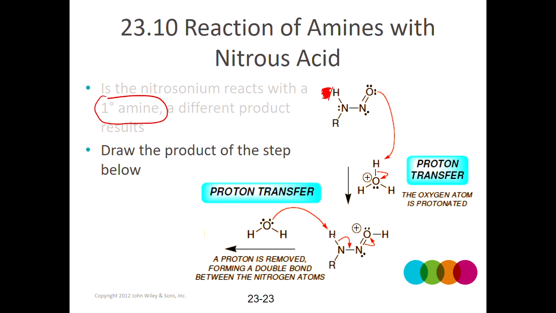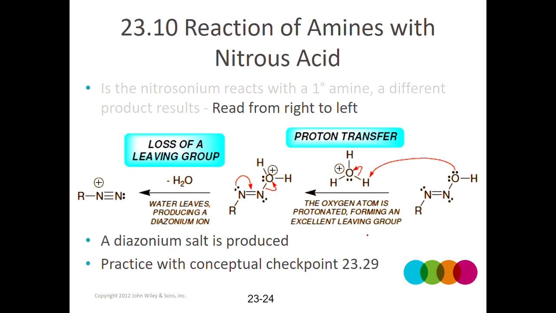And then if water picks off this proton, electrons swing in there. I could form a double bond between those nitrogens, and electrons would swing out to the oxygen. And so that would give me this. All right, so we just formed a double bond between the nitrogens. We've got an OH group now. And so if that picks up another proton to make a water leaving group, another lone pair can swing in and push that out. And this is what I get. This is a diazonium salt.